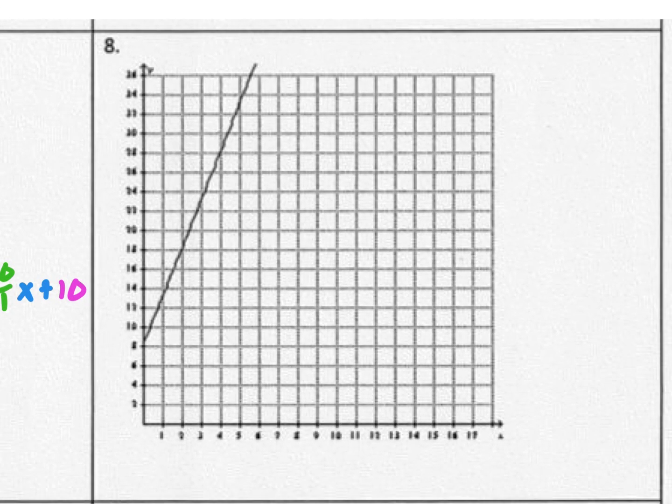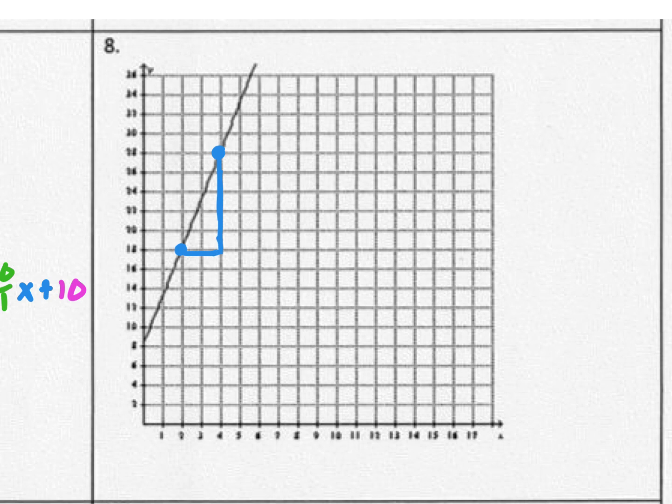Let's go ahead and find the equation for example number 8. Go ahead and pause, try that, and then come back to me. All right, so let's find our slope. Let's pick 2 points on this graph, just like we've been doing.